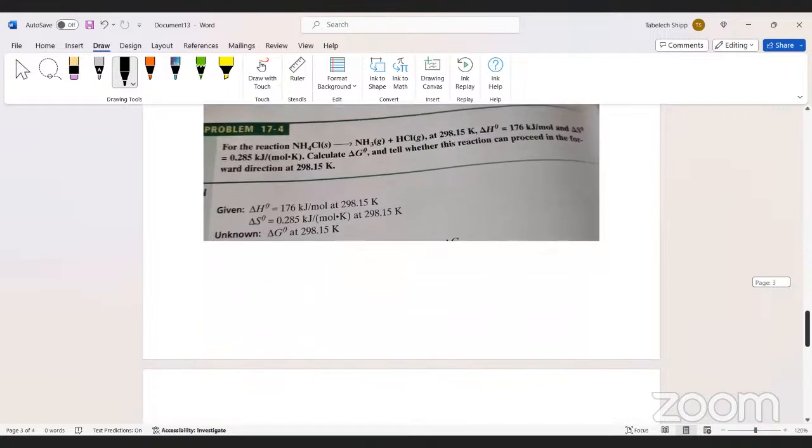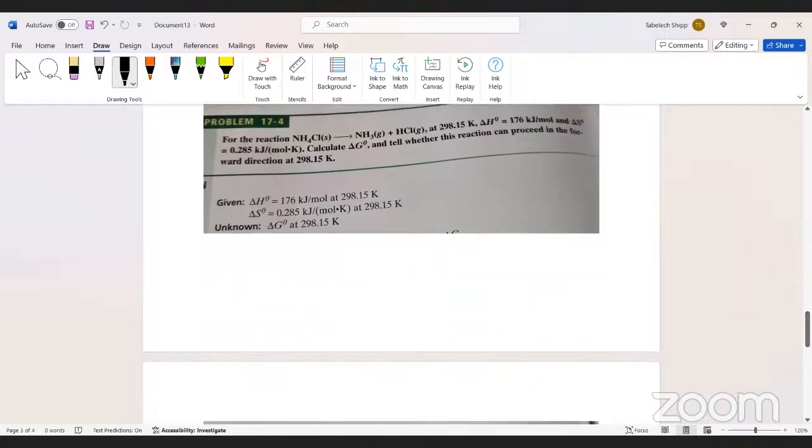Here's an example right here. Let me zoom in so you all can see it. Okay, for the reaction, this is what they're giving you. NH4Cl produces NH3 plus HCl at 298.15 Kelvin. Your delta H is 176 kilojoules per mole, and your delta S is 0.285 kilojoules per mole Kelvin. Calculate delta G and tell whether this reaction can proceed in the forward direction at 298.15.